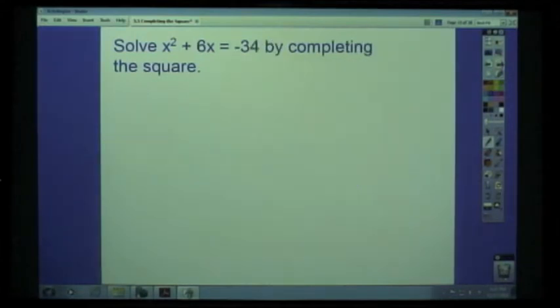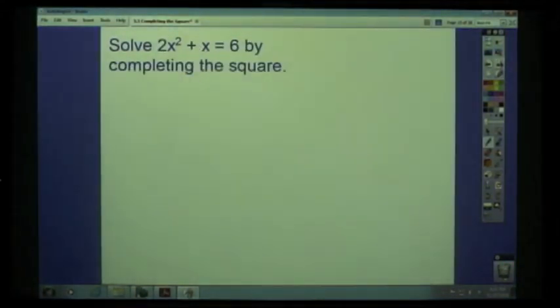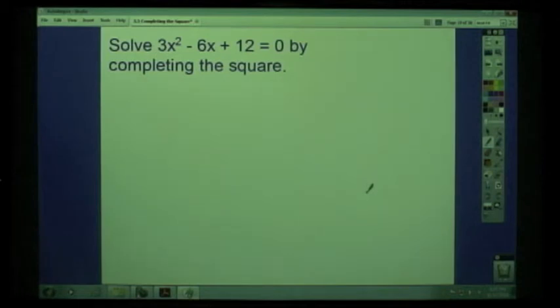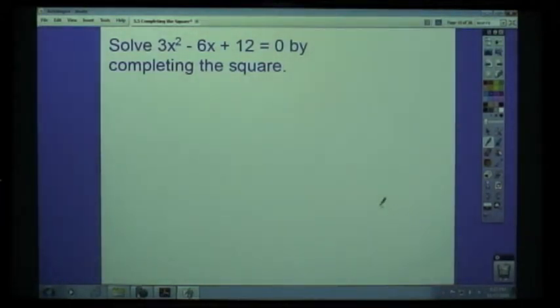Alright, so let's take a look at what would happen if you saw something like this guy right here. Okay, so I want you to take a look. See if you can figure out how to start this thing. Take a couple seconds. Okay, you're stumped, right? Well, the reason is because the 3 is in the way.